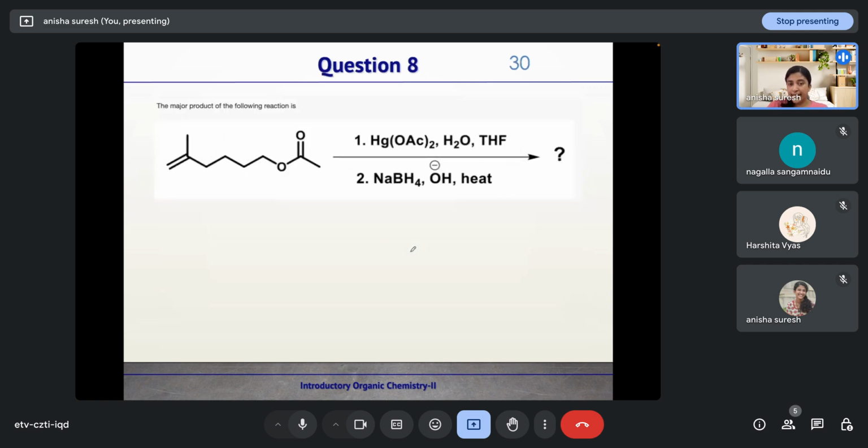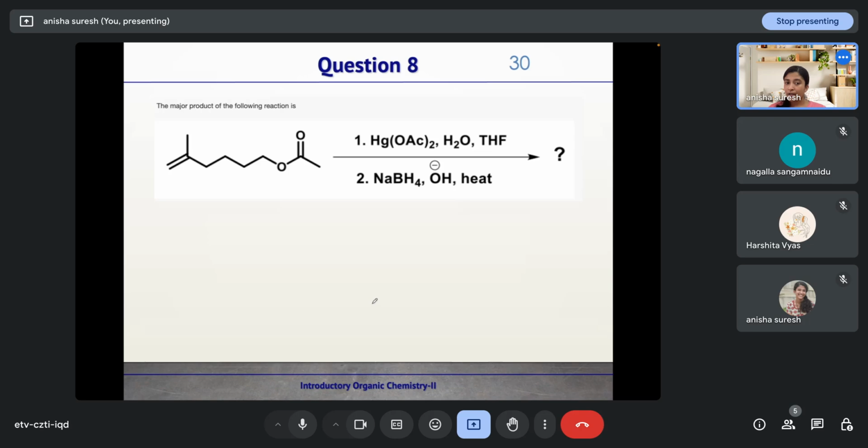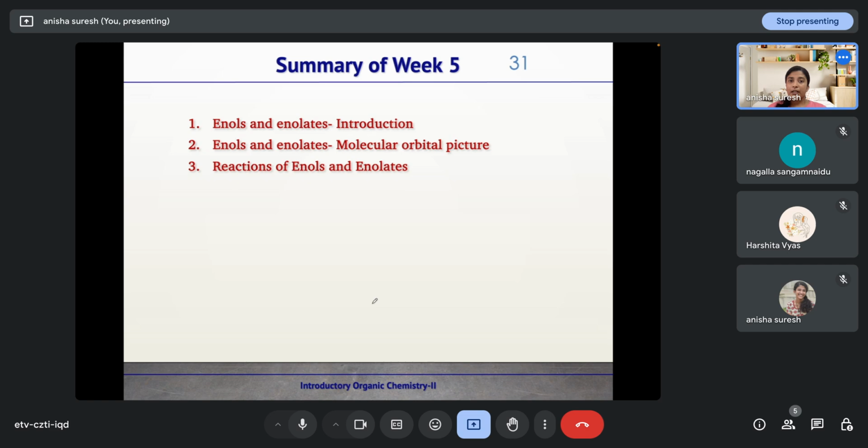Now we are having an ester as well. So what will happen? The more substituted alcohol will be forming, as well as this ester will get reduced. So we will get the answer D that you have told. The more substituted alcohol forms and the ester is reduced to alcohol. So option D will be the right answer. Clear? Yes, ma'am.